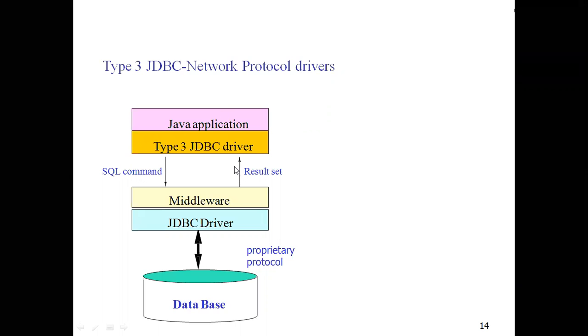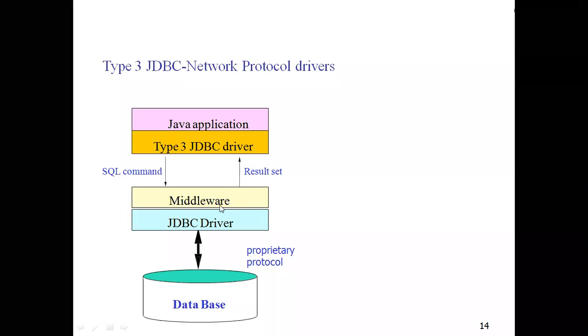As I mentioned, there is a middleware between our Java application and the database server side. Here the corresponding JDBC driver should be installed. The middleware receives the SQL commands from the Java application, then converts them into a form the middleware understands. In the middleware itself, a type 1 or type 2 driver runs, and some software is installed here.